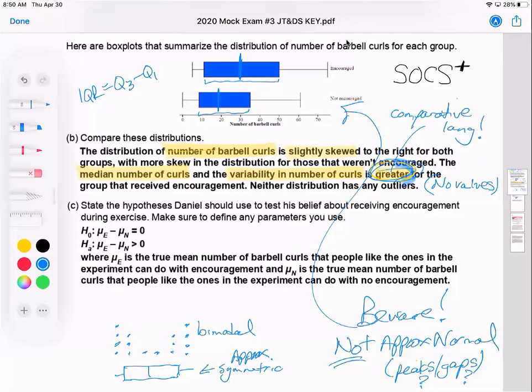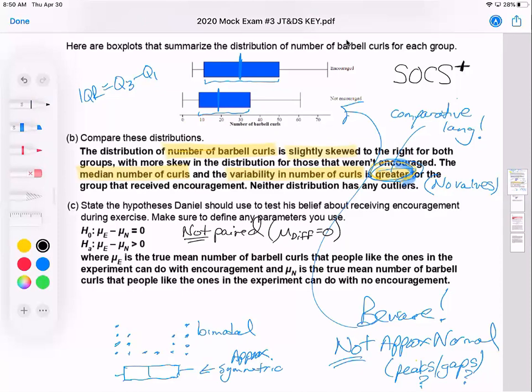Letter C, state the hypotheses. This is also a really good guess on the types of questions. Since they're light on calculator calculations, you'll most likely be asked to write hypotheses. This is not paired data. We didn't have one person do the curls with encouragement and then the same person do curls without encouragement in a random order. So we're not going to use one mean of the differences. That would be a paired t-test. These are two different groups randomly assigned.